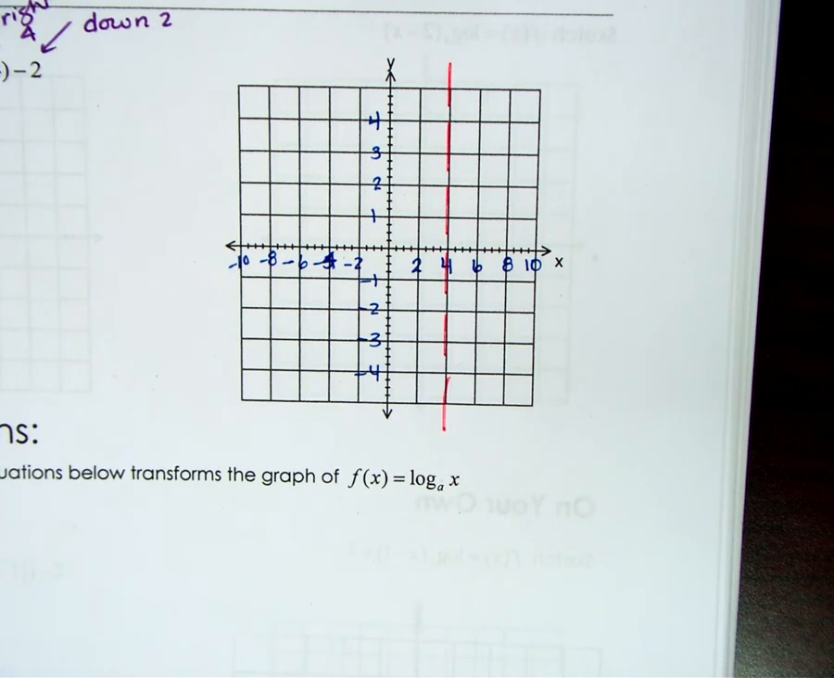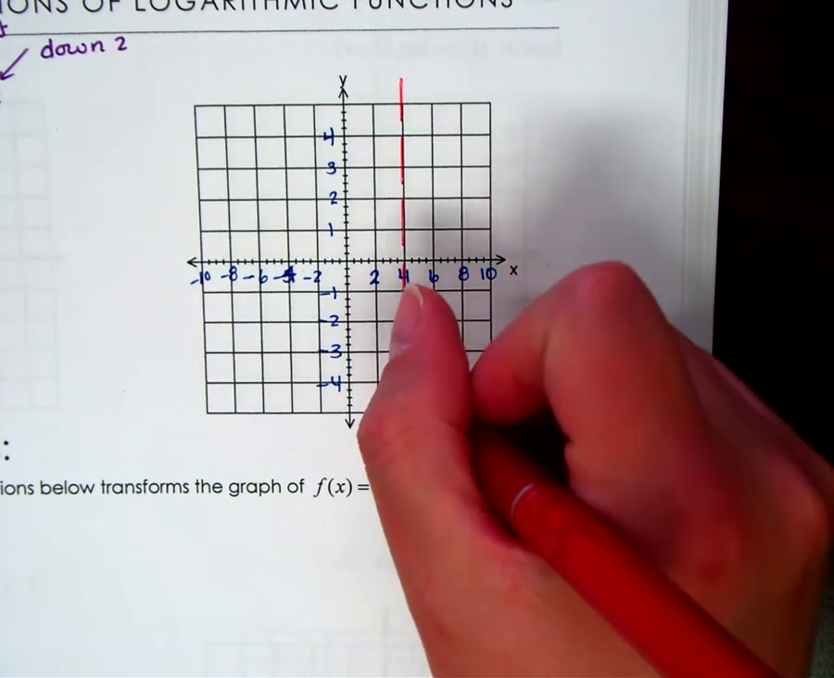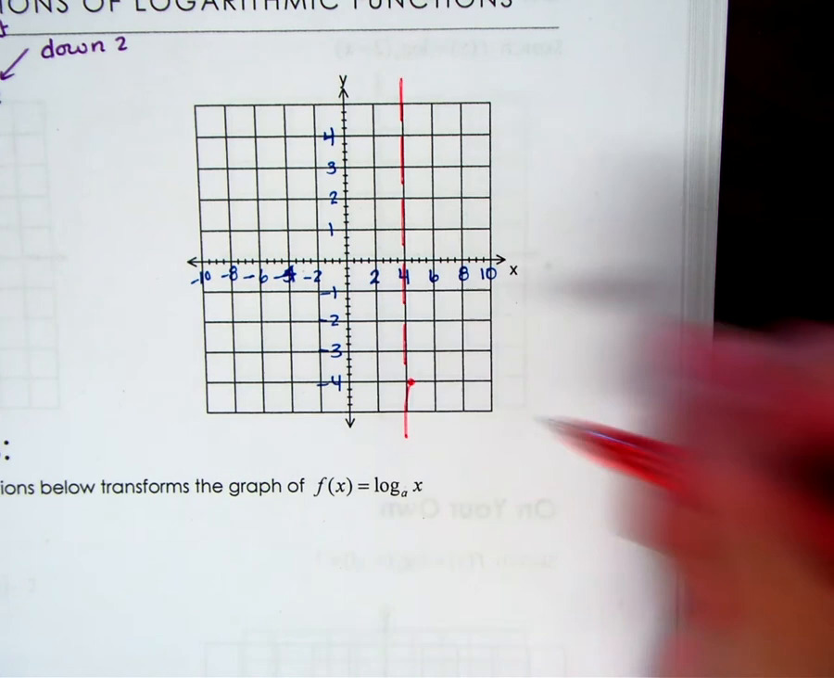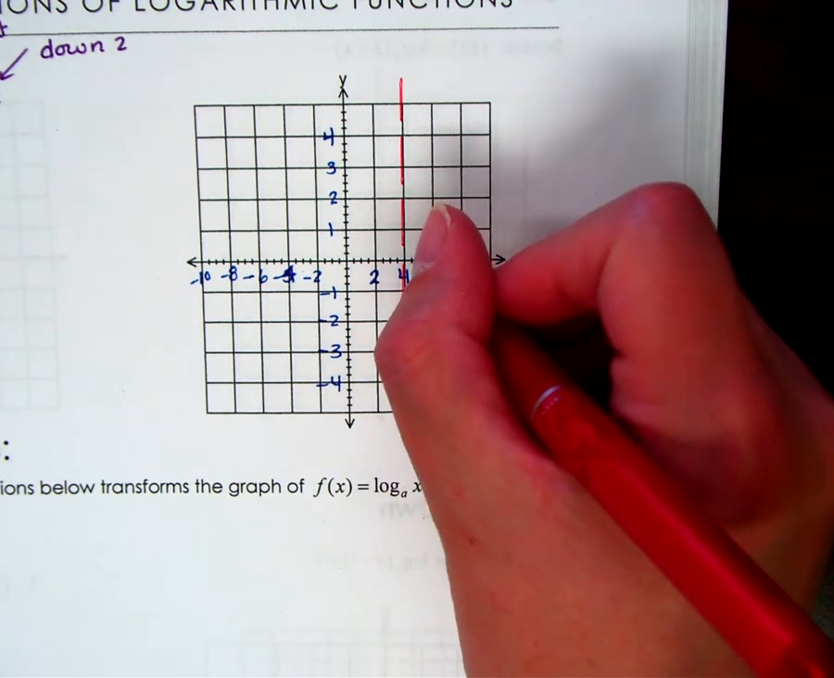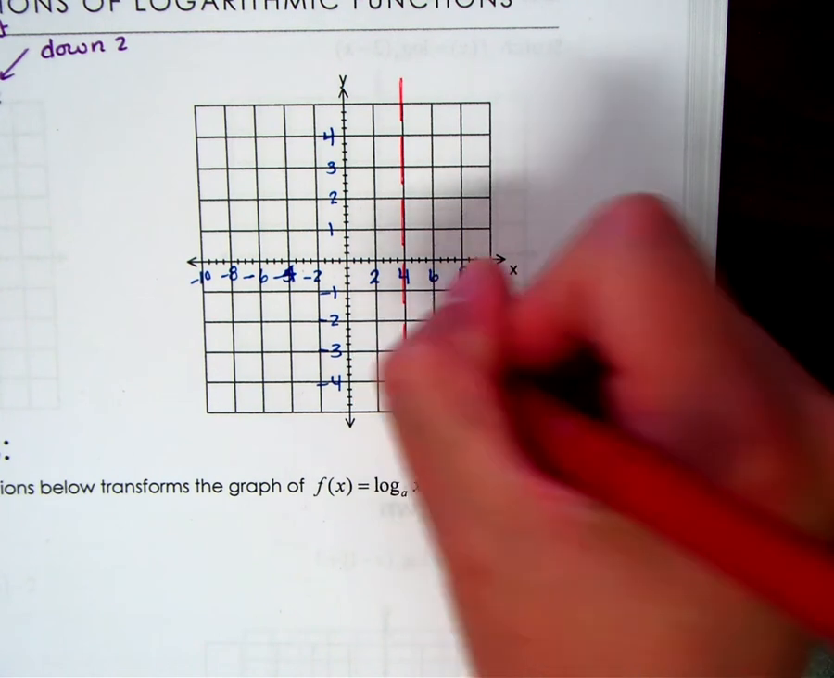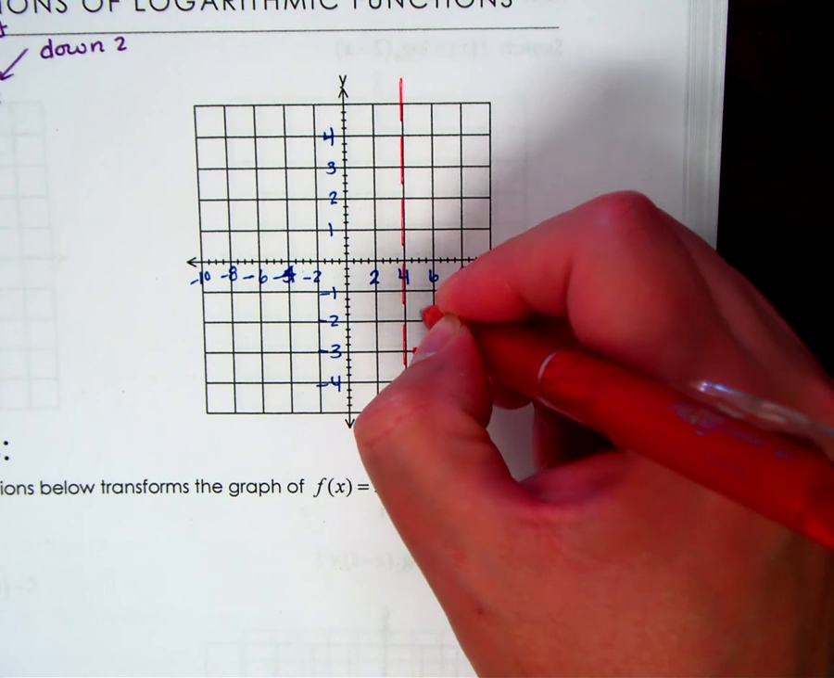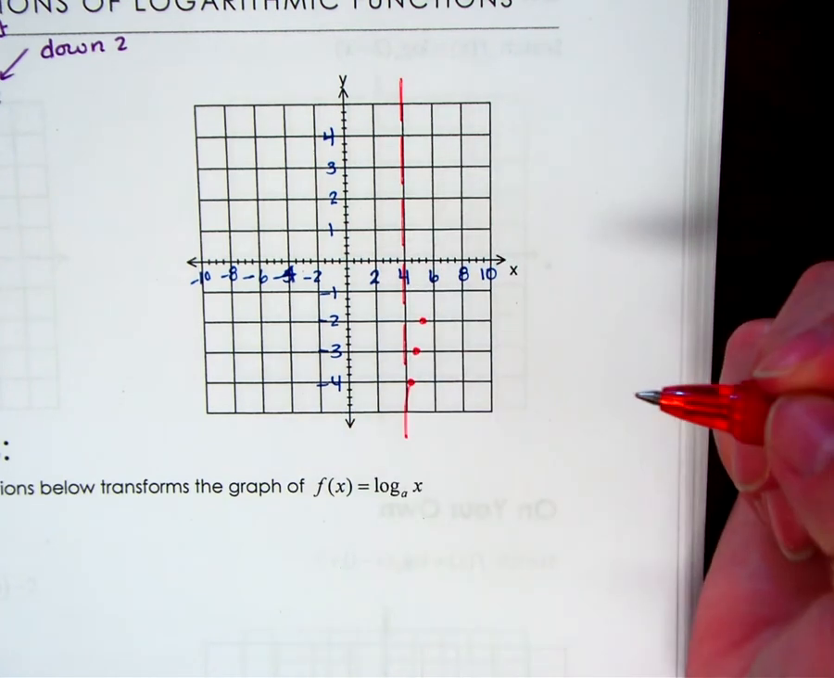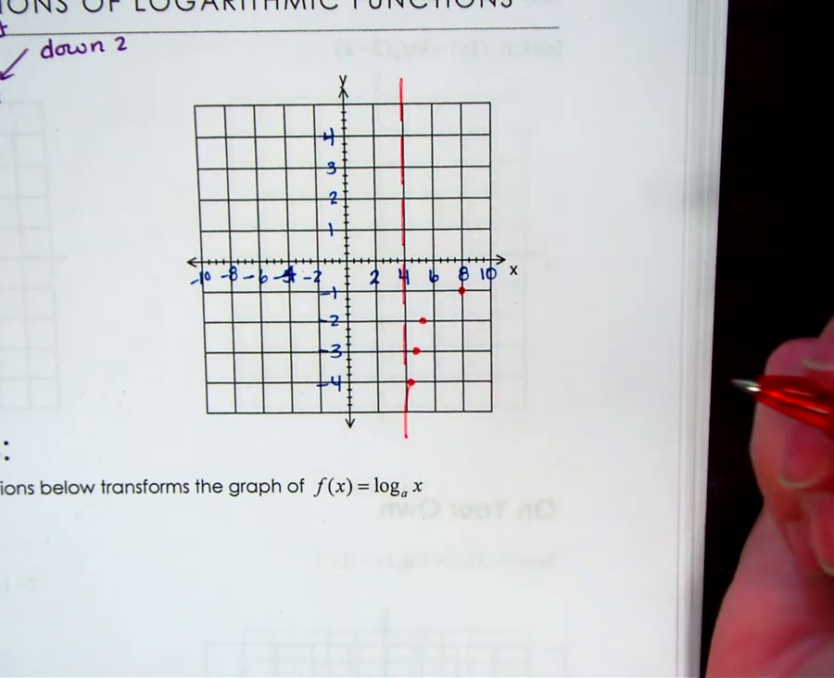Now we're just going to plot our points. So at 4 and 1/16, we were at, maybe I do need my table of values. At 4 and 1/16, we are at -4. So really, really close to that asymptote, we're at -4. 4 1/4, we're at -3. At 5, so halfway in between, we're at -2. And at 8, we're at -1.